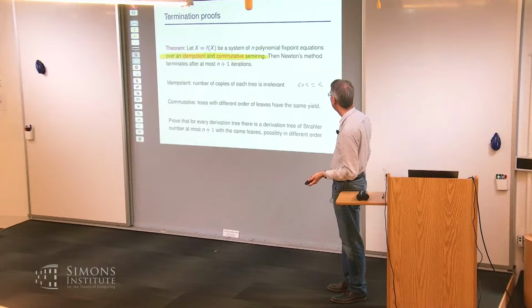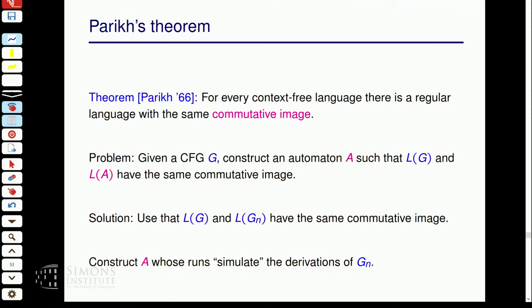So Parikh's theorem. The idea is that now you know that the regular language which is going to have the same commutative image is going to be the n plus one approximation. All the approximations are regular languages, and the moment you compute the n plus one, you already have something whose commutative image is the same as the image of Parikh.